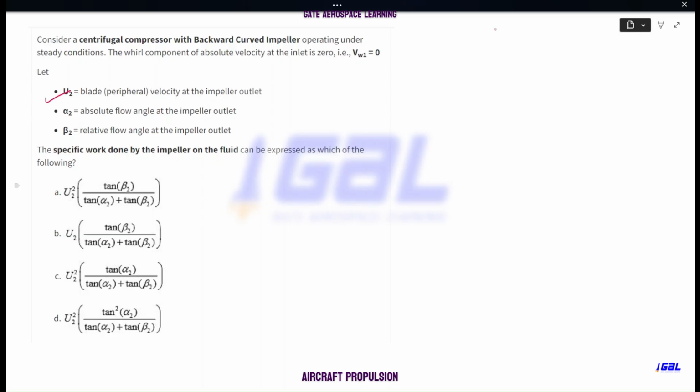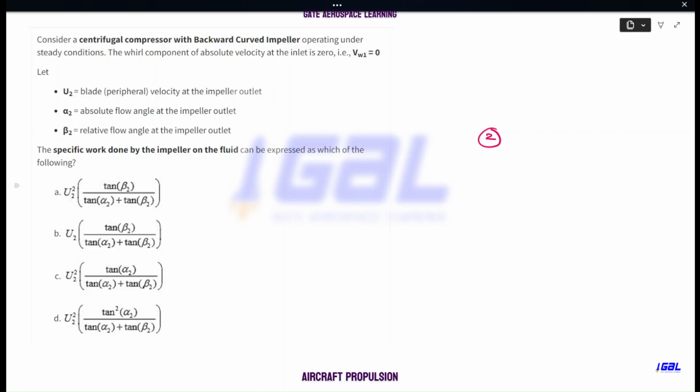Now they are saying consider u2 is a blade velocity. We know already, right? This u2, alpha 2 and beta 2, these are the usual notation as we have seen in the velocity triangle of CFC. So u2 is the blade velocity at the impeller outlet. This is important, impeller outlet, so that you will come to know where we are talking about the location. Then alpha 2 is your air angle, or you say absolute flow angle at the impeller outlet. So we are talking about station number 2, which is impeller outlet. Then beta 2 is the relative flow angle at the impeller outlet. We also name it as the blade angle at the impeller outlet.